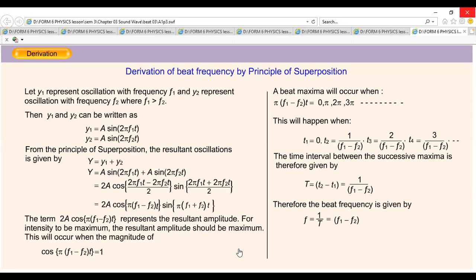The time interval between the successive maxima is therefore given by T equal to t2 minus t1 equal to 1 over f1 minus f2. Therefore, the beat frequency is given by f equal to 1 over T equal to f1 minus f2. So this means that the beat frequency is f1 minus f2, the difference in the two frequencies of the sound.